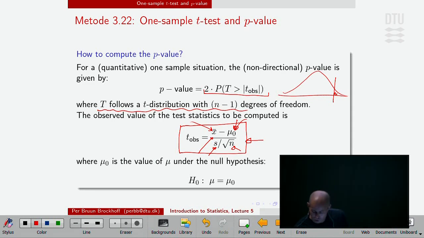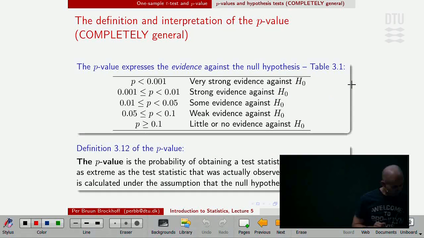So I go in, I have t-obs here, I have minus t-obs here, or the other way around. Anyway, I have it like that, and I compute the p-value as the sum of these two tails. So I define the p-value like that. And then I use the p-value to make my decision.